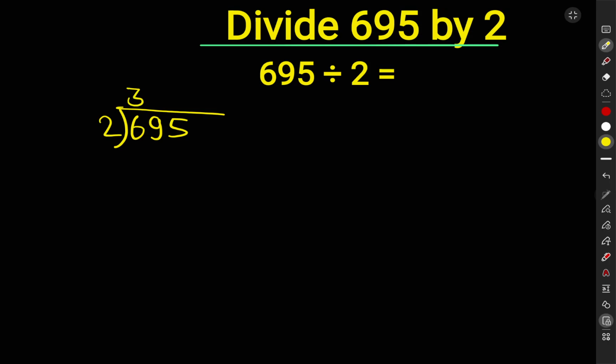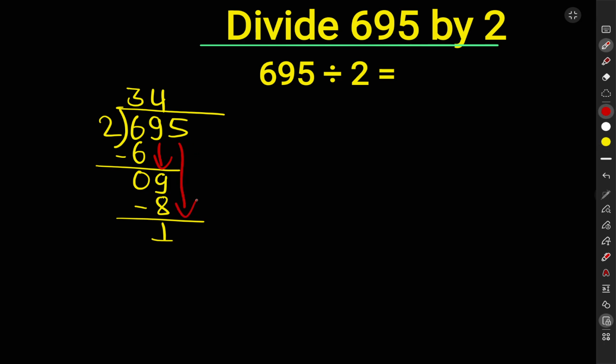So 2 times 3 is 6. On subtracting we get 0. So now we put down this 9 and 2 times 4 is 8. On subtracting we get 1.